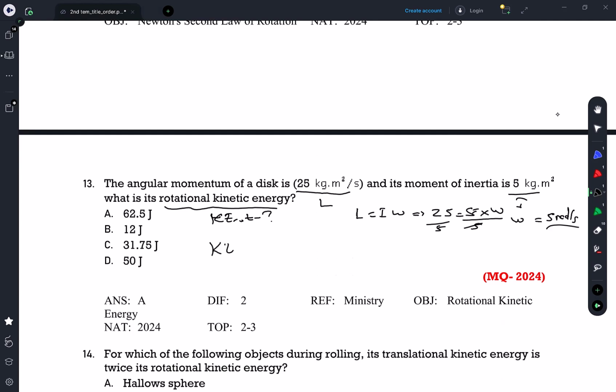Then use the same omega for calculating rotational kinetic energy: 1 over 2 I omega squared, 1 over 2 times 5 times 5 squared. Result is going to be 5 squared times 5 divided by 2. Answer: 62.5 joules.